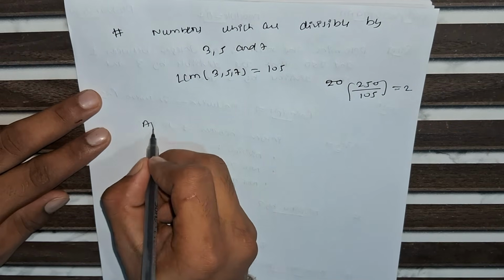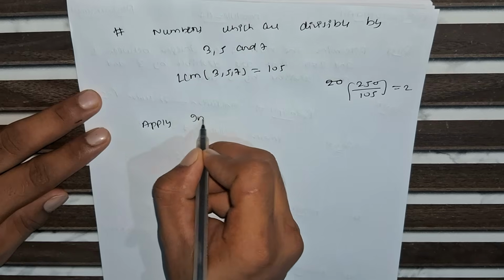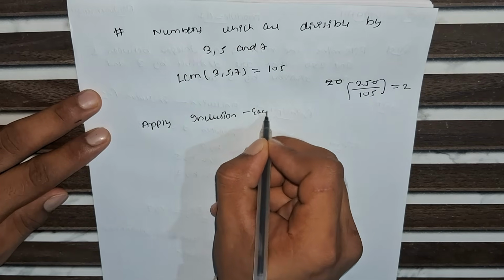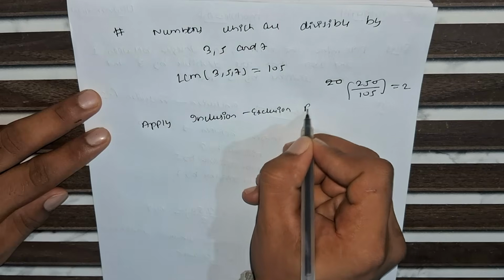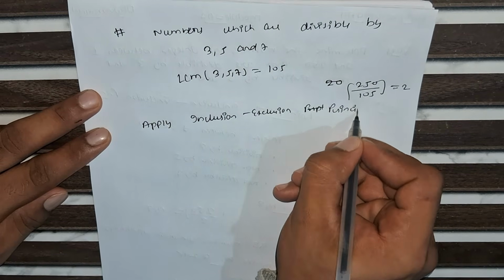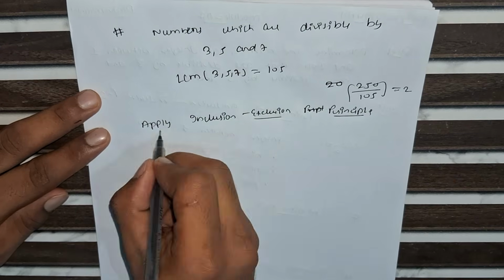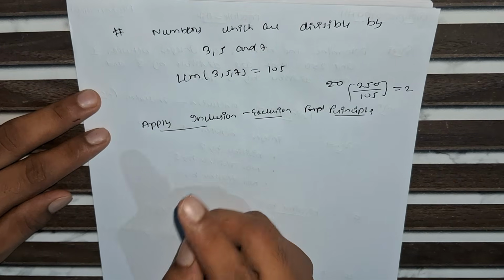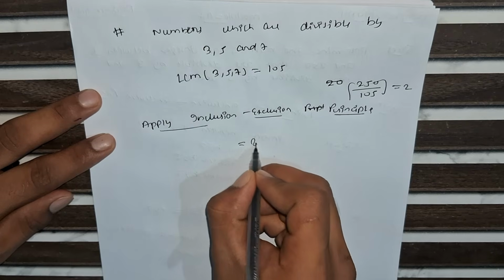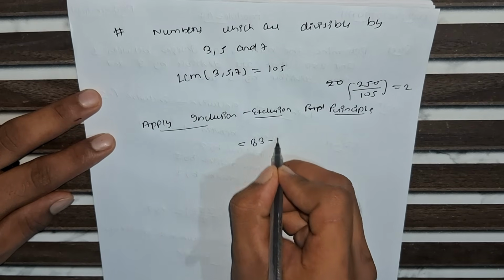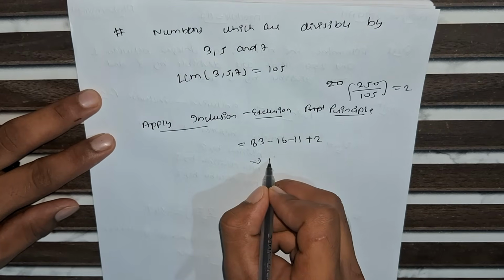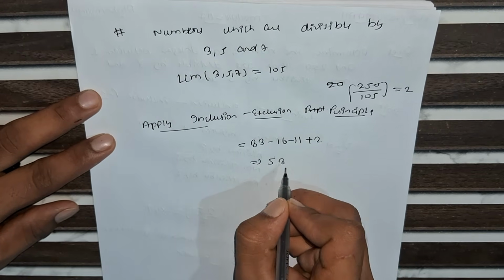So now apply our inclusion-exclusion principle. It means we want the number which is divisible by 3 but not divisible by 5 or 7. So it means 83 minus 16 minus 11 plus 2. When you solve you will get 58.